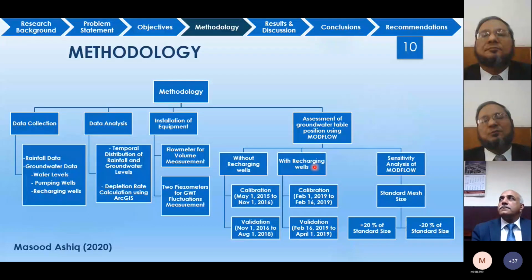Without recharging wells, the calibration was done from May 1, 2015 to November 1, 2016, and the validation was done from November 1, 2016 to August 1, 2018. With recharging wells, again, the calibration was done for the time for which the data was available and the validation was done. Later on, sensitivity analysis was carried out, etc.